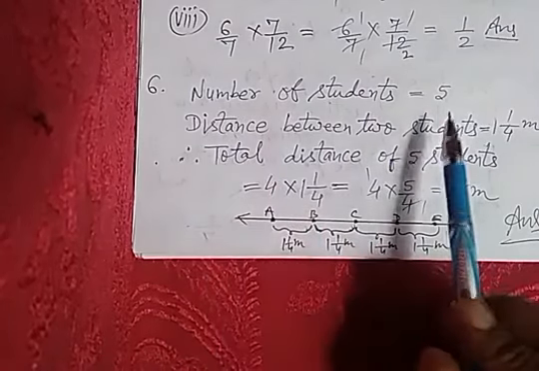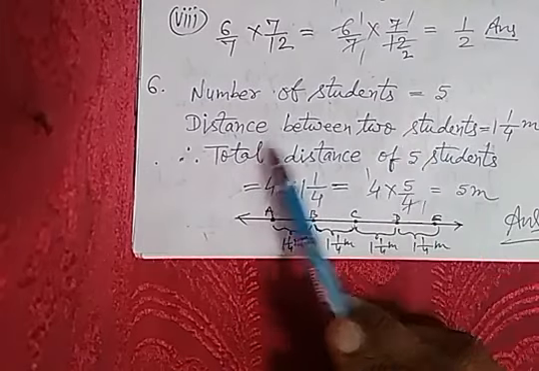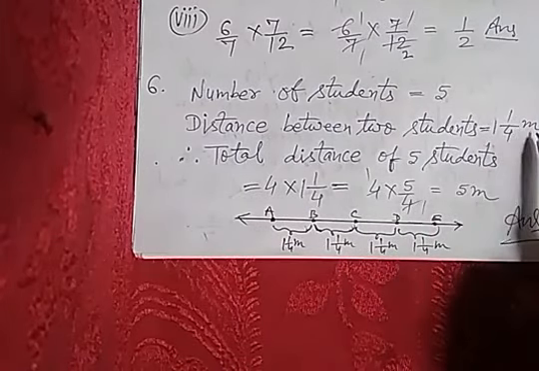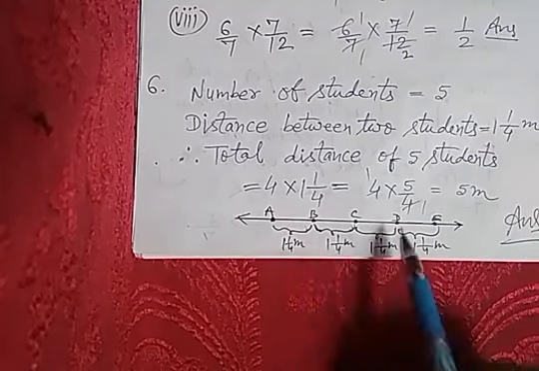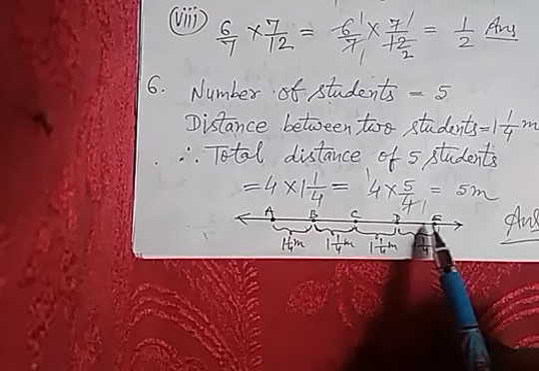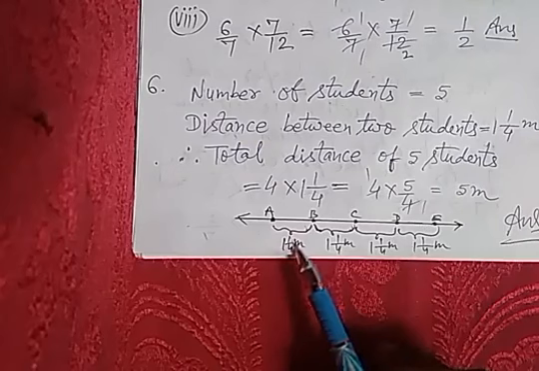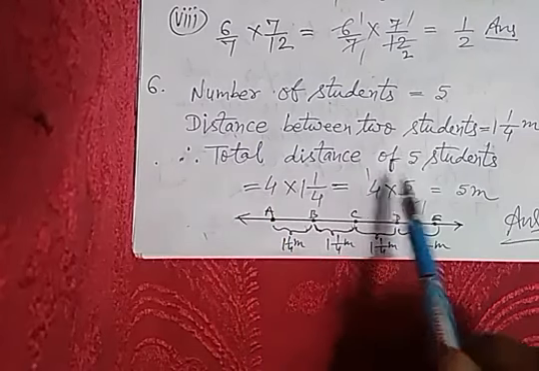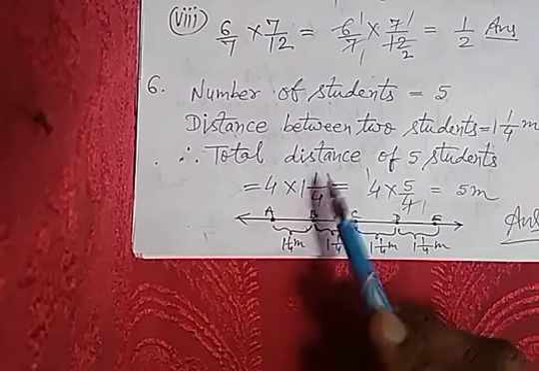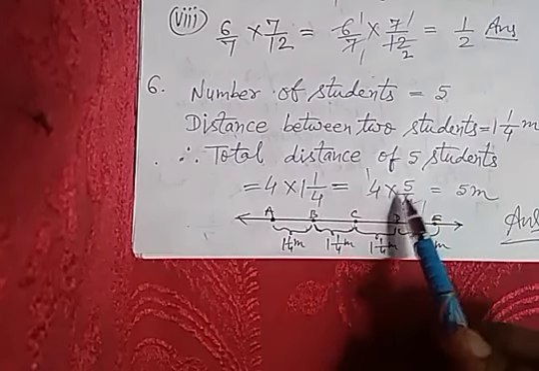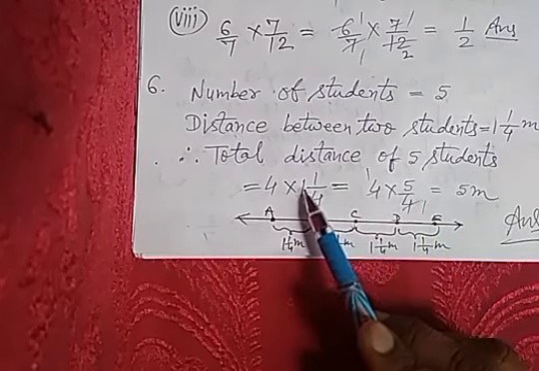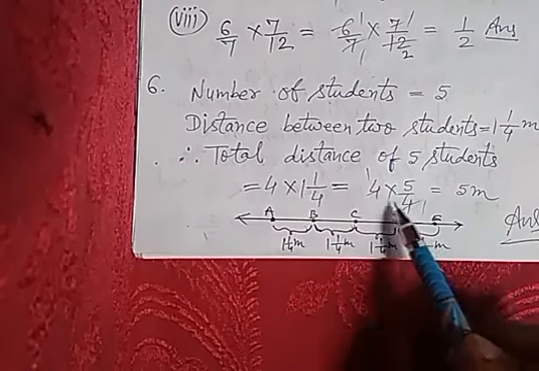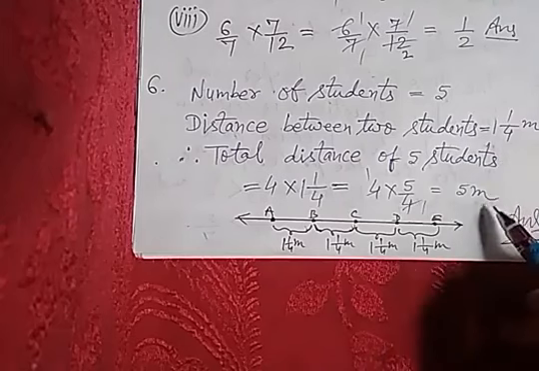Now the number of students is equal to 5. Distance between two students is equal to 1 whole 1 upon 4 meter. Here there are 4 spaces: 1, 2, 3, 4. This distance is multiplied by 4. Means total distance of 5 students is equal to 4 into 1 whole 1 upon 4, is equal to 4 into 5 by 4, as 4 1 ja 4 plus 1, 5 by 4. Dividing by 4, we get 4 1 ja 4, 4 1 ja 4, is equal to 5 meter. This is the answer.